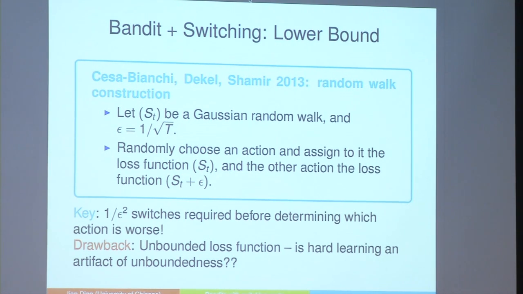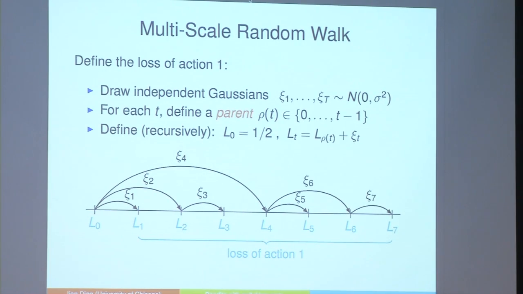So that's the construction if you allow the loss functions to be unbounded. Now the issue is, well, how can we address this? How can we construct a hard random process where it's very hard for you to detect any information without switching, but the process will not be of order root t, will be of order, hopefully, roughly of order 1.